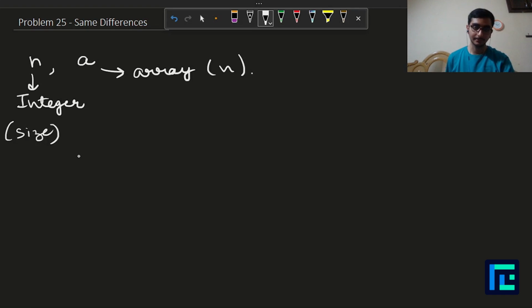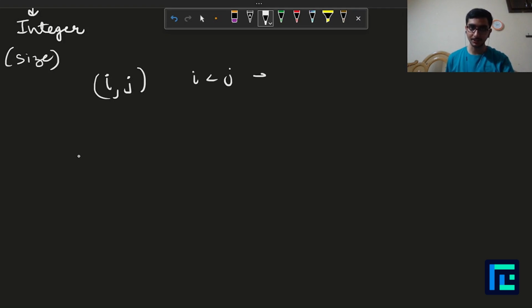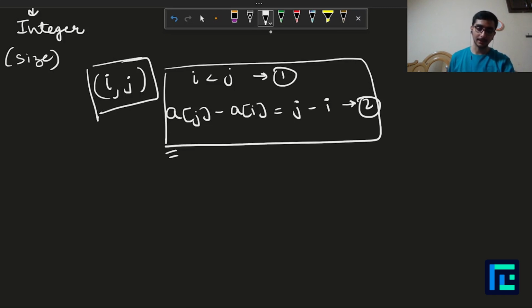of size n. Right. Now it is given that you have to find the number of pairs of indices i, j such that i is less than j. This is the first condition. Also, aj minus ai is equal to j minus i. This is our second condition. Now we have to find all the pairs of indices i, j which satisfy both these conditions, right? And we have to print that number.